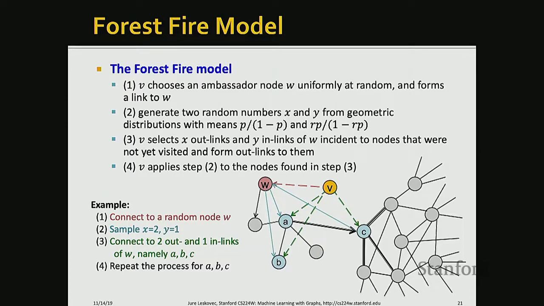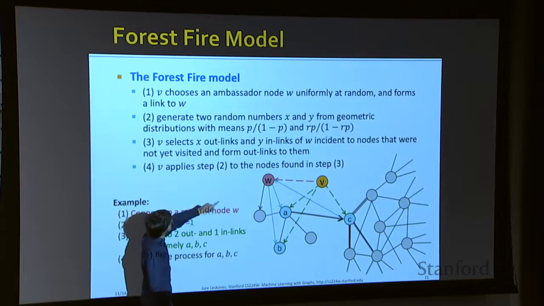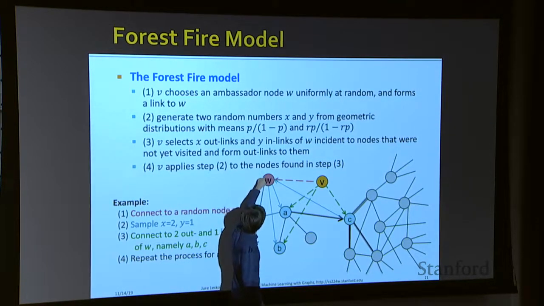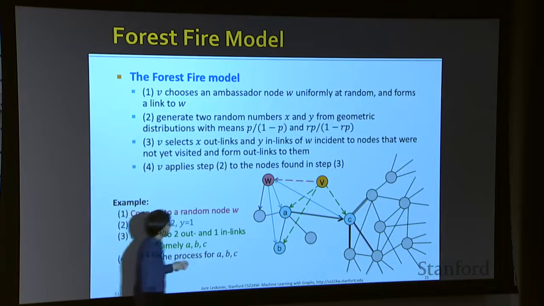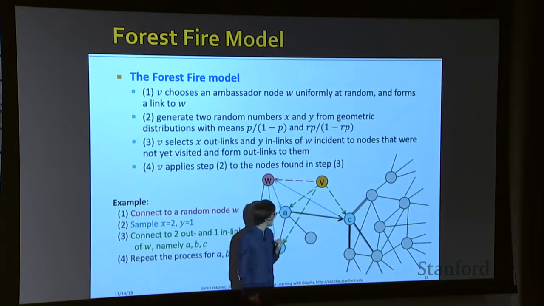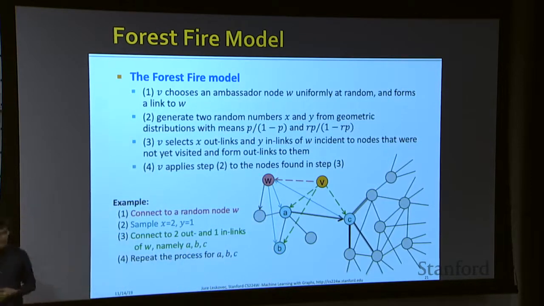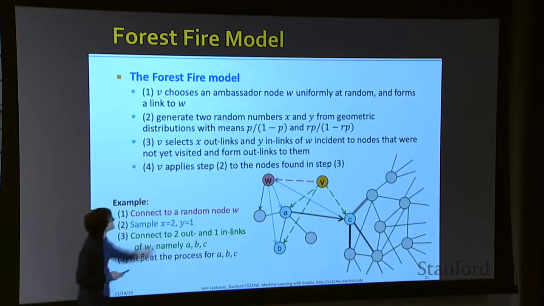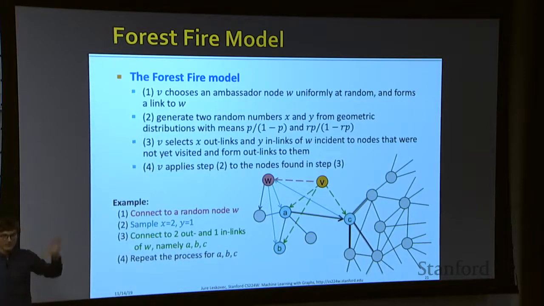Here are more details, but again, it's operating in iterations. At every iteration, a node will arrive, select the ambassador, and then we start this recursive process where we determine how many out links and how many in links to burn, spread the fire along these links, and then continue the fire at the endpoints of those links. We keep doing that until either we burned the entire graph or the process stops, which means that the coin flips say don't burn any links, or the node has no links, or something like that.